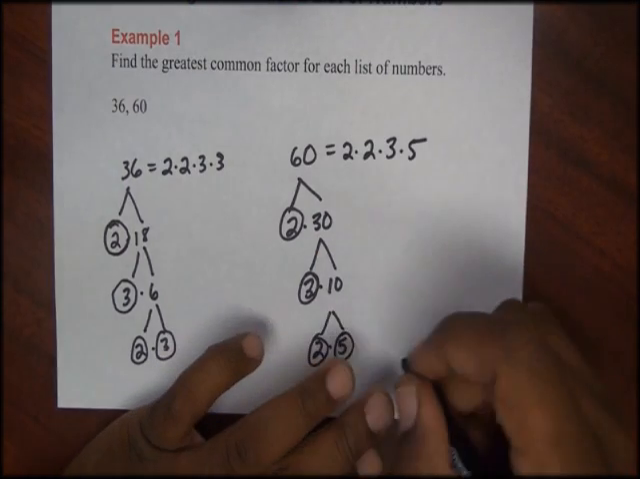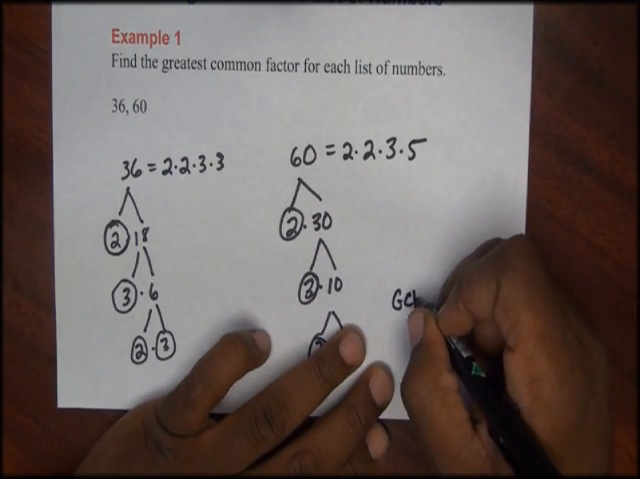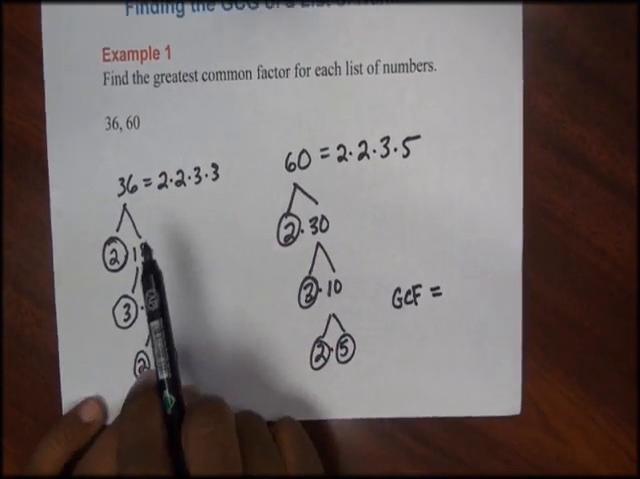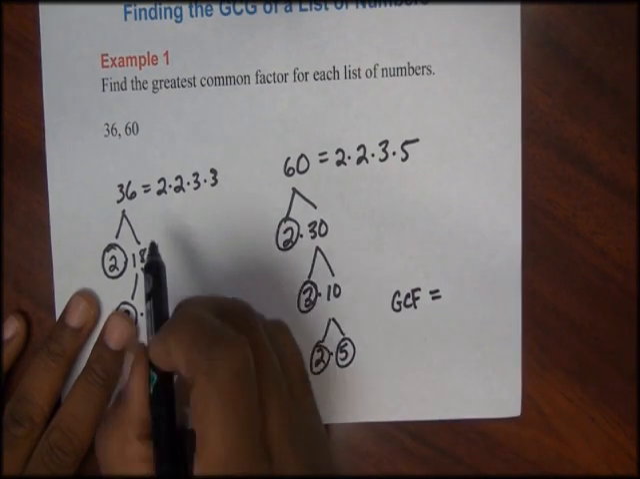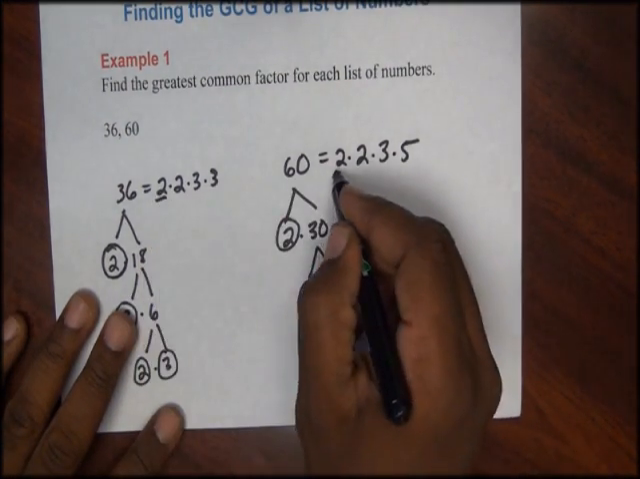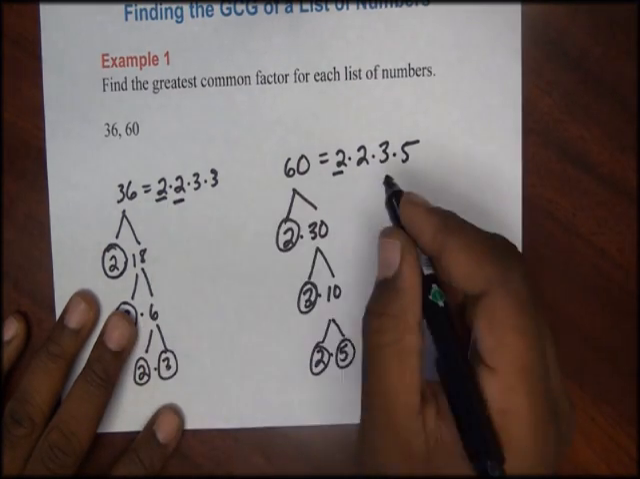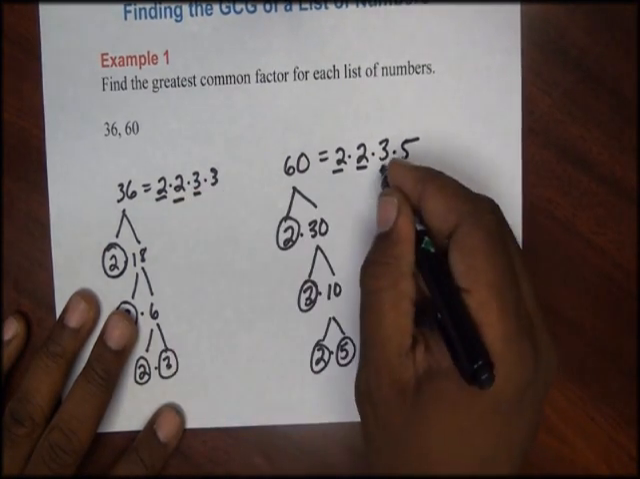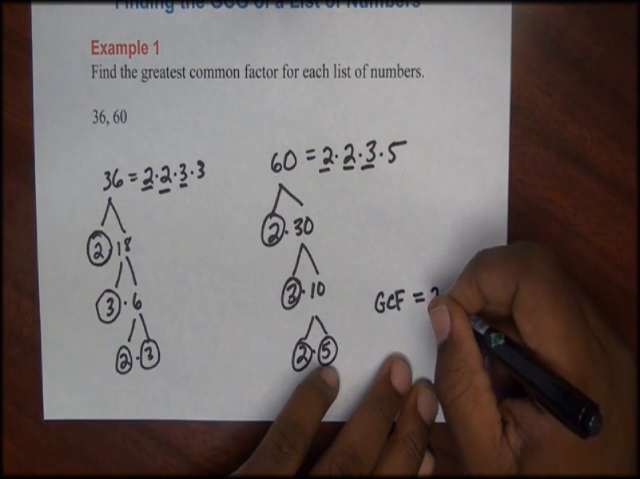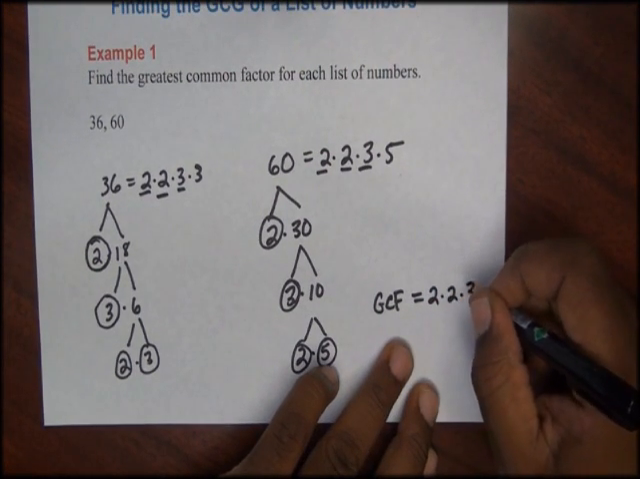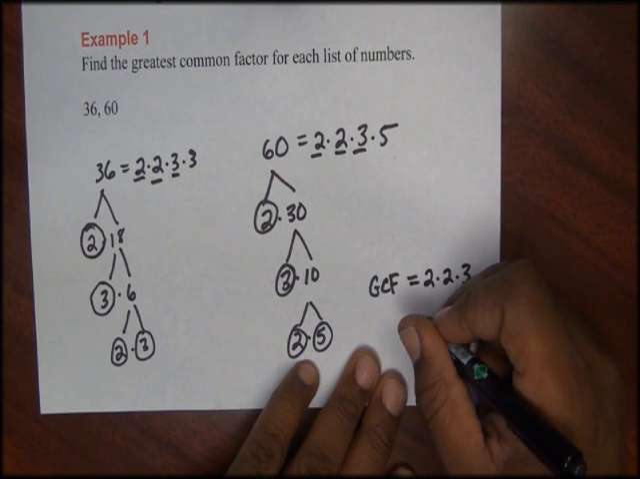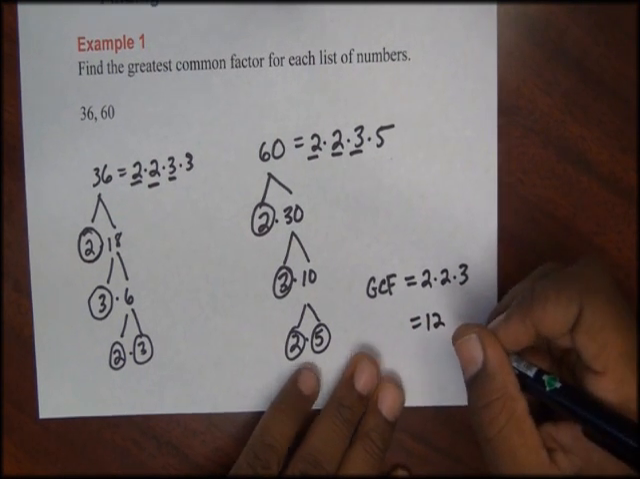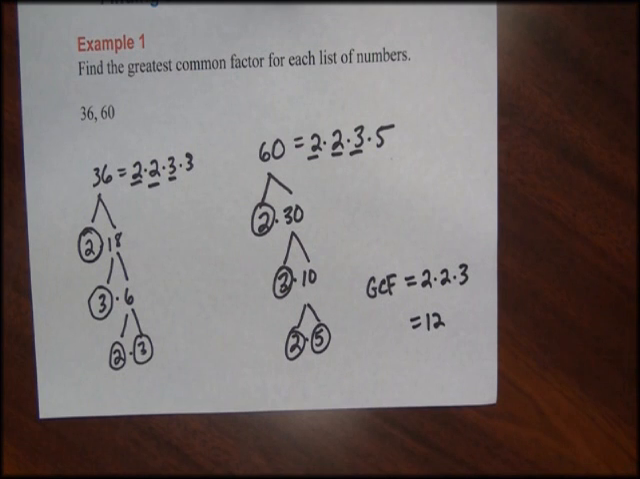So when we determine the greatest common factor, we'll simply find the factors that are common to both factorizations, and we can see that a 2 is common to both, another 2 is common to both, as well as a 3. So we'll simply multiply those numbers together. 2 times 2 is 4. 4 times 3 is 12. So our greatest common factor is equal to 12.